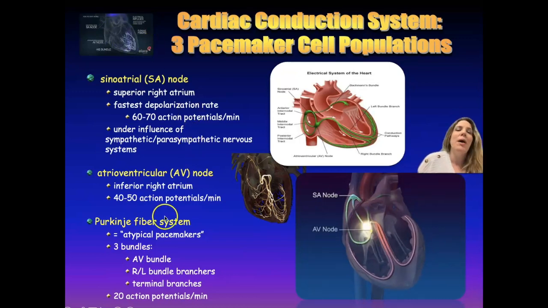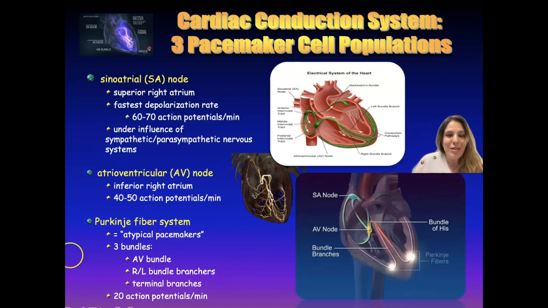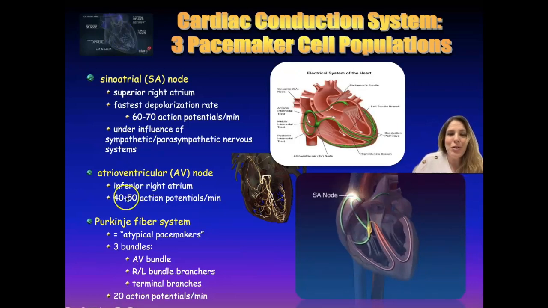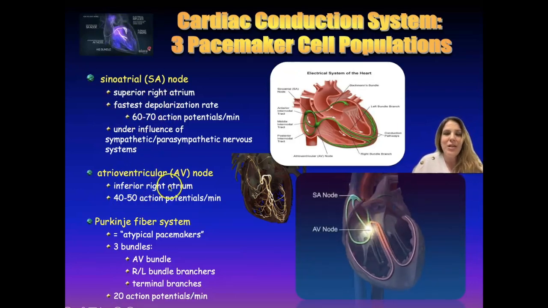Now, out of all 3 populations, the Purkinje fiber system puts action potentials through the slowest. So we're talking about 20 action potentials per minute compared to the 40 to 50 for the AV node and the 60 to 70 for the SA node.